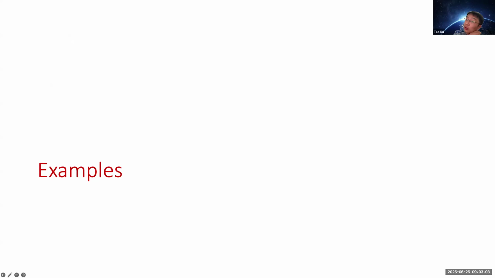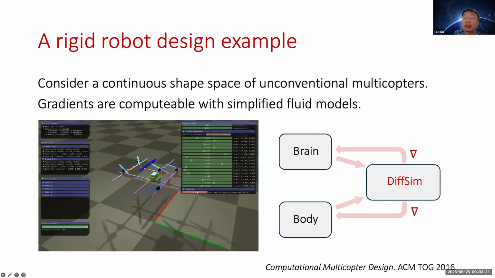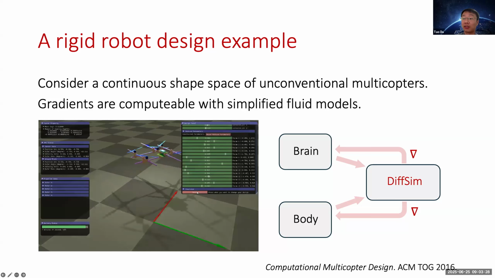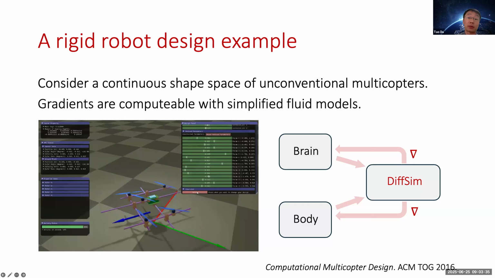So let me first introduce two successful examples. I will begin with a relatively old project that uses gradients to discover unconventional multi-copter shape designs. So in this project, we considered a multi-copter with a predefined number of rotors and a fixed topology. The topology refers to how these rotors are connected to each other. We constructed a continuous shape space by varying the location and orientation of these rotors.